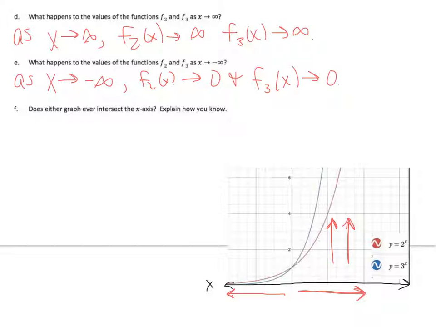Does either graph ever intersect the x-axis? No, it doesn't happen. For every value of x, we know that this cannot equal 0 because 2 raised to the 0 power is 1, 3 raised to the 0 power is 1, so neither one of those will ever reach a 0.